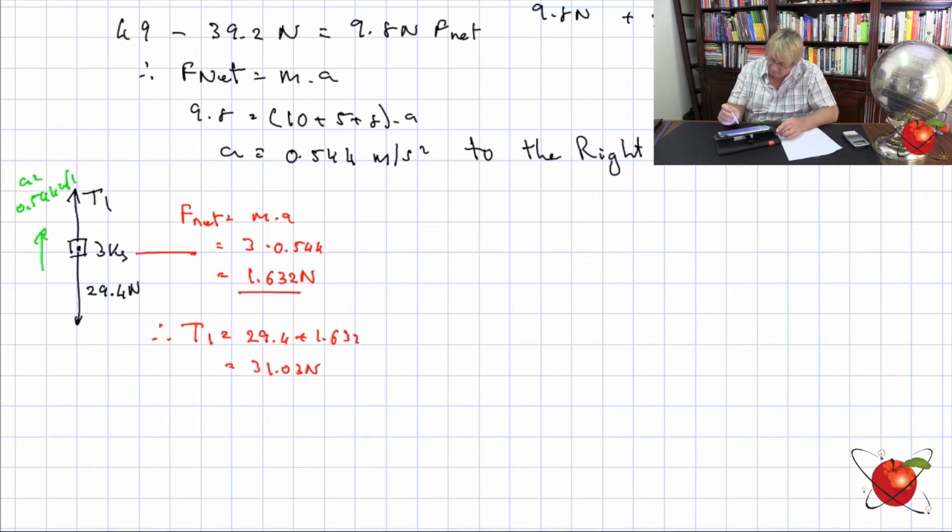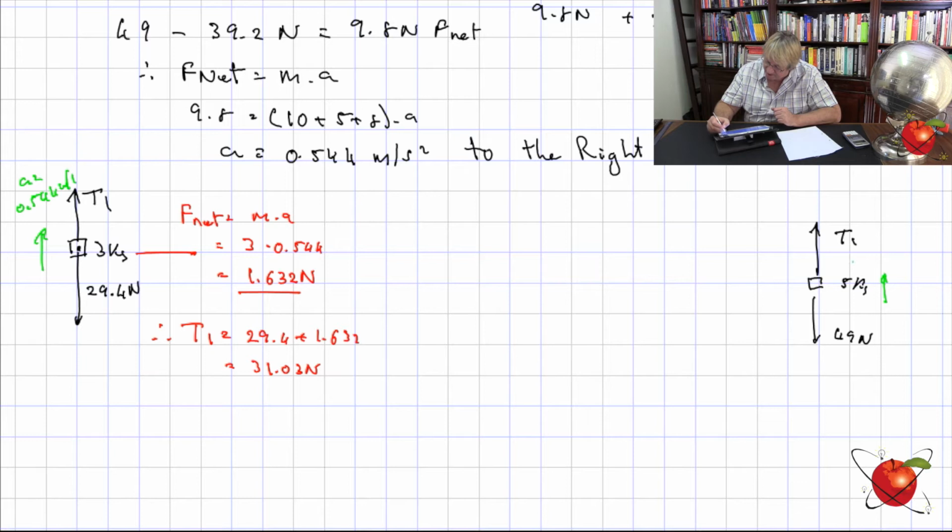Right? Now we go to the opposite side and we look at, remember, we've got over here, I'm just going to draw it over there. We said we had T2. Remember, this was our 5 kilo block. Acting down, we had 49 newtons over there. Right? Now what do? We once again say, but you're accelerating upwards at 0.544 meters per second squared. Right? Accelerating up? Nope. Accelerating down. It's coming off the table.